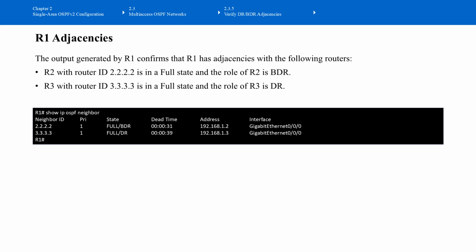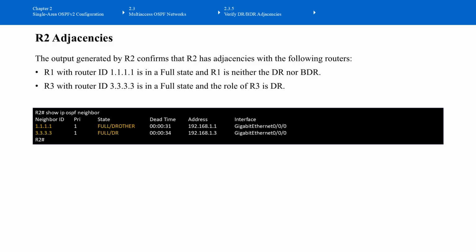192.168.1.2, this is R2's interface IP address. For R3, that's 3.3.3.3, this is R3's router ID, priority 1, and then full DR. So R3 is the DR, and R1 has a full adjacency with it. 192.168.1.3, this is R3's interface IP address.